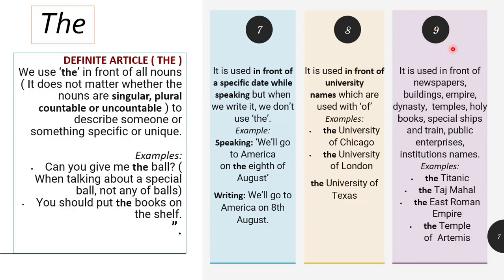Number 9. It is used in front of newspapers, buildings, empires, dynasties, temples, holy books, special ships, and public enterprises and institution names, like the Titanic, the Taj Mahal, the East Roman Empire, the Temple of Artemis. So this is all with the.